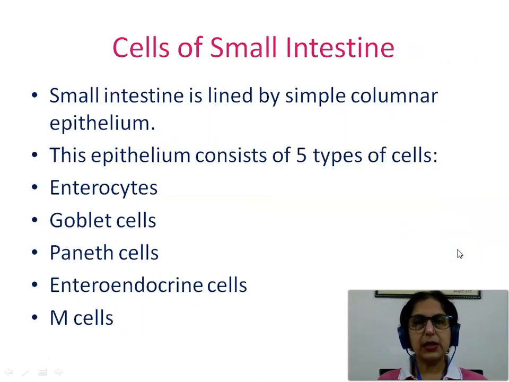Now we go on to see the cells of the small intestine. Small intestine is lined by simple columnar epithelium. This epithelium consists of 5 types of cells: enterocytes, goblet cells, Paneth cells, enteroendocrine cells, and M cells.